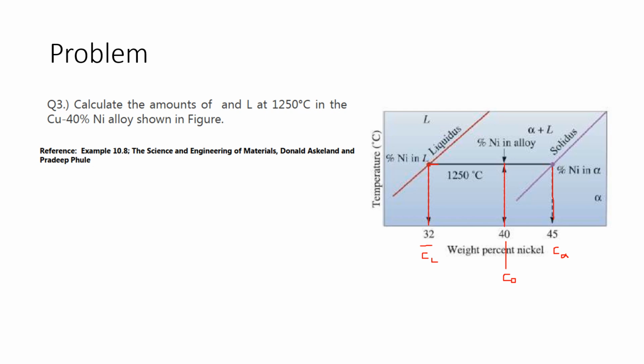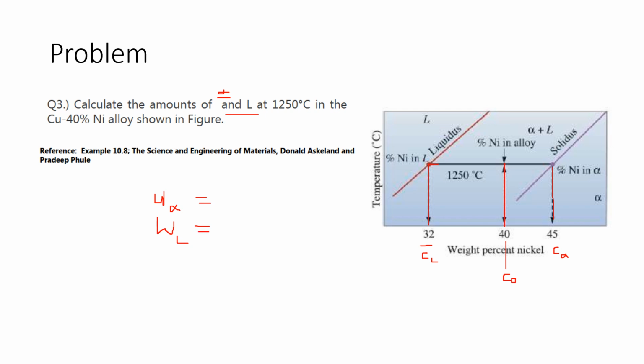You have to calculate the amounts of solid and liquid, that is, the amount of alpha and liquid. The weights of the solid and the liquid are W alpha and WL. You have to find out W alpha and WL. These are the unknowns, so find W alpha from the lever rule formula.